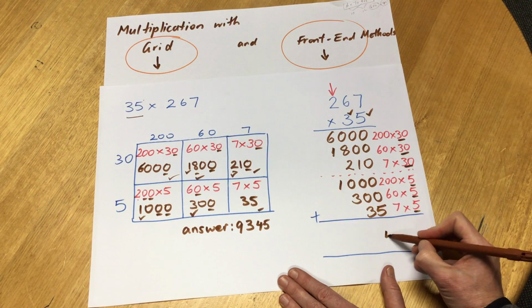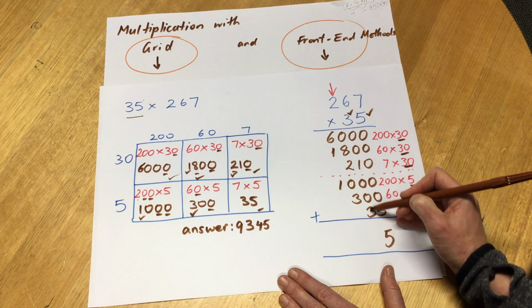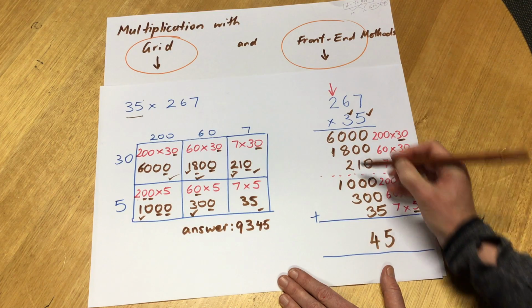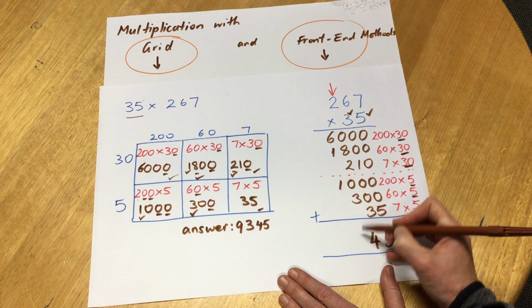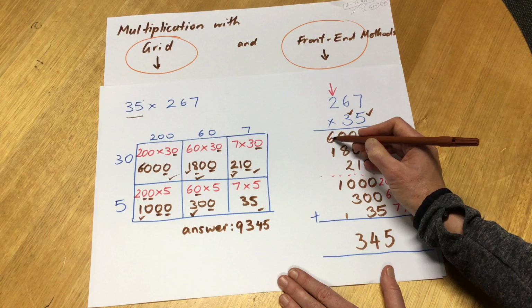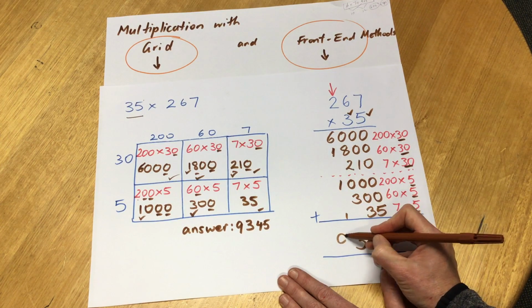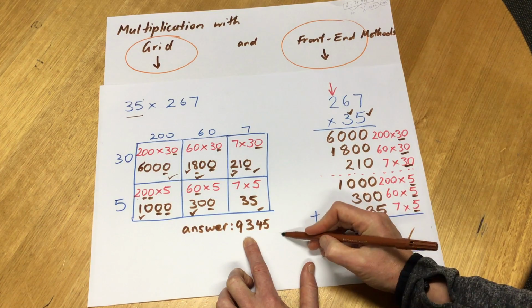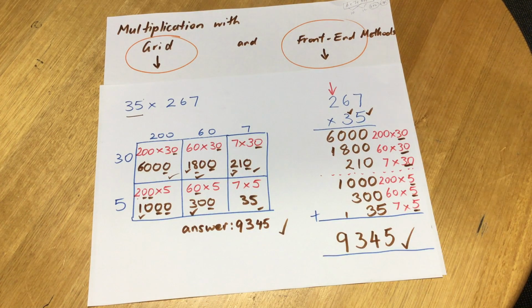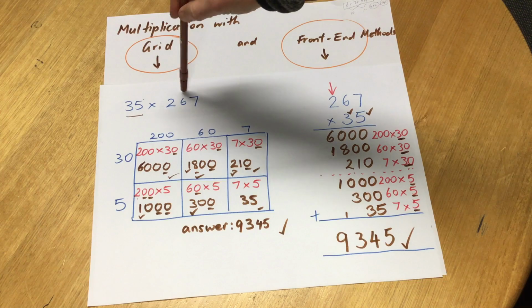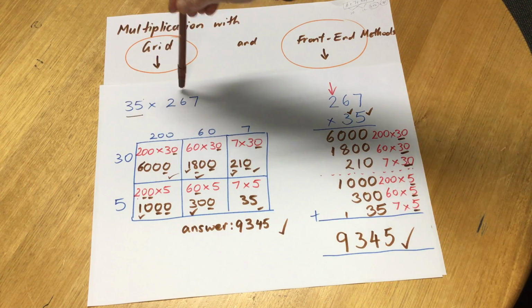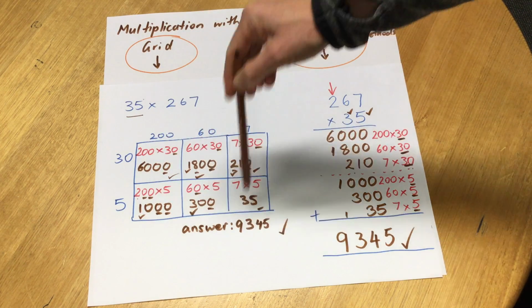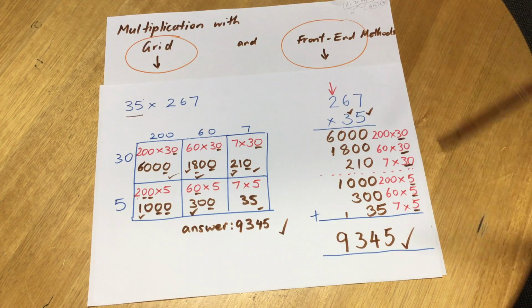I now need to just add it all together. See how I've kept them straight in columns so it's easy. Got 10 and 13. 6, 7, 8, 9. 9,345. Your job is to have a go at multiplying a 2-digit number by a 3-digit number using the grid and the front end method.